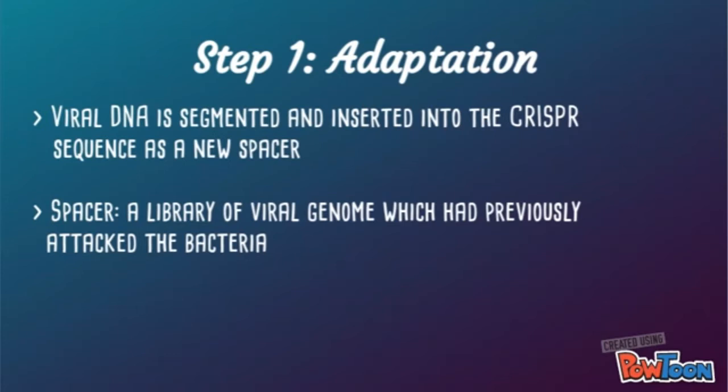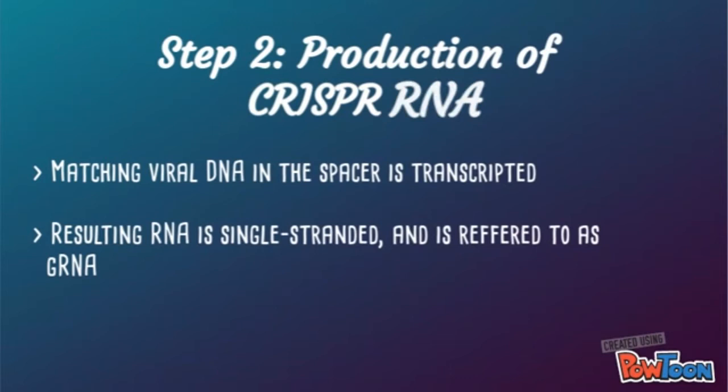Step 2. Production of CRISPR RNA. The CRISPR repeat and spacer in the bacterial DNA undergo transcription. Transcription is the process of copying DNA into RNA. Unlike the double-chain helix structure of DNA, the resulting RNA is a single-chain molecule, and it's referred to as gRNA.